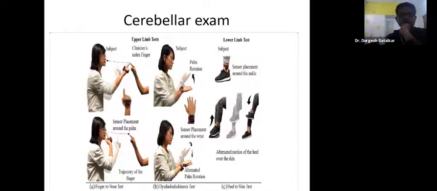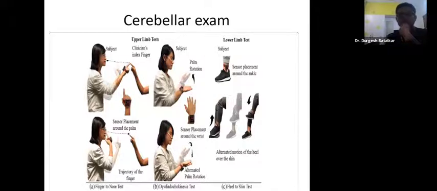Another test for cerebellar examination is dysdiadochokinesia, that is rapid pronating and supinating movements of the hands. The other is the heel to shin test, where the patient is sitting or lying down. We ask the patient to put the heel of the right leg on the shin of the left leg and slide down, and the opposite can be done. That will tell the cerebellum is functioning.